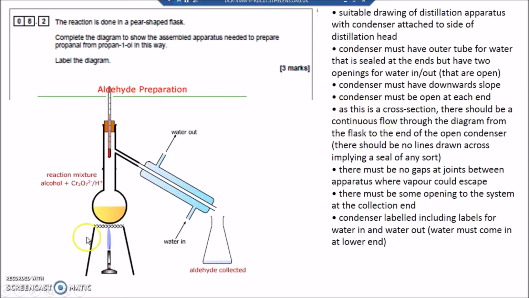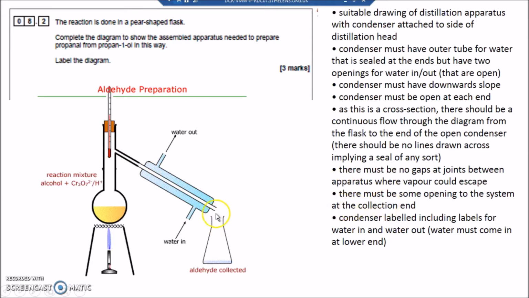There should be the continuous flow all the way through, as I say, from the aldehyde through here, so that the vapours, the gases, can go into the condenser and cool and come out of the far end. No gaps between joints, so we've got solid lines all the way around, so there's no room for the gases to escape other than to come down into the condenser.